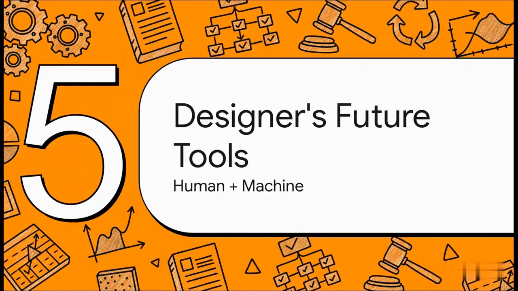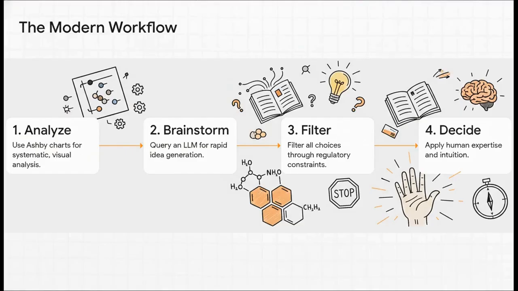Okay, so we've got the classic systematic charts. We have the flawed but super fast AI assistance, and we have the unbending rules of regulation. The modern designer doesn't pick just one of these, they have to master all of them. When you put it all together, you get this really powerful modern workflow. You start with the Ashby chart to find your best candidates based on pure physics. Then, maybe you use an LLM to quickly brainstorm some weird alternatives, or pull up some obscure datasheet you can't find. Next, you immediately run all of it through that regulatory filter. Is it legal? And finally, the step you can never, ever skip. You apply actual human experience and intuition to make the final call.